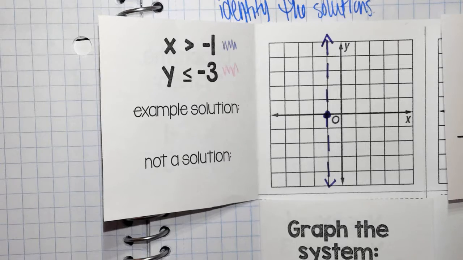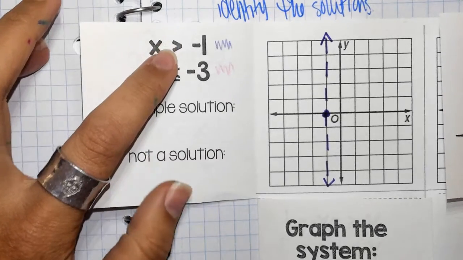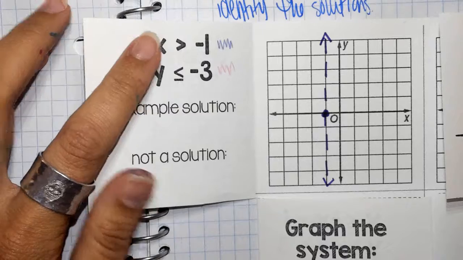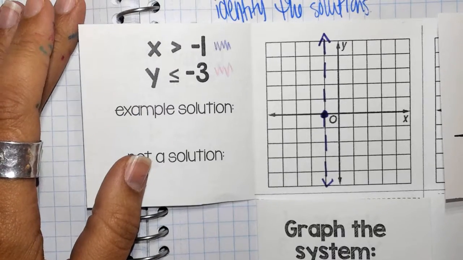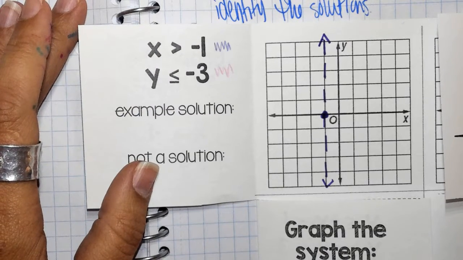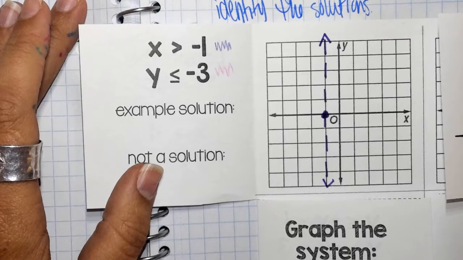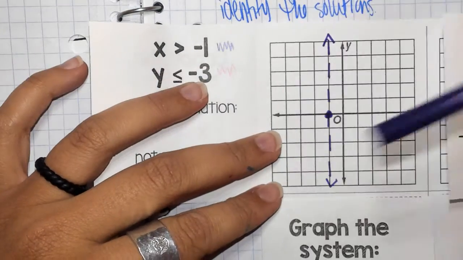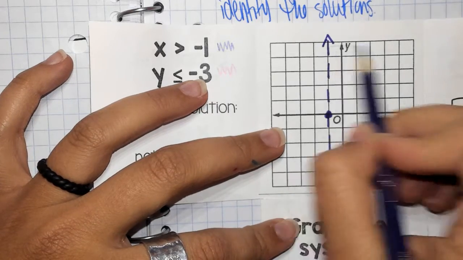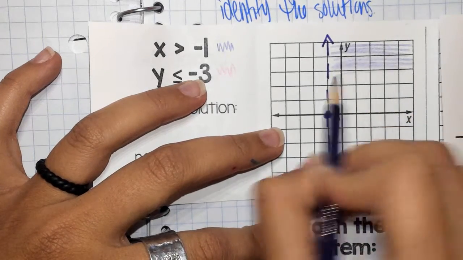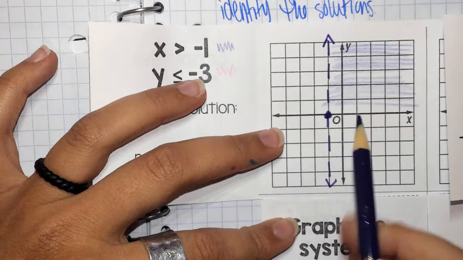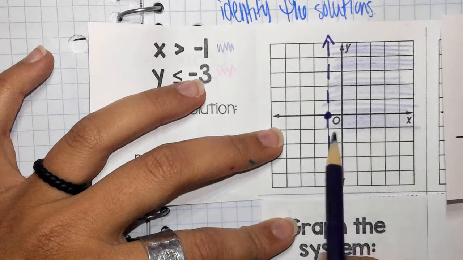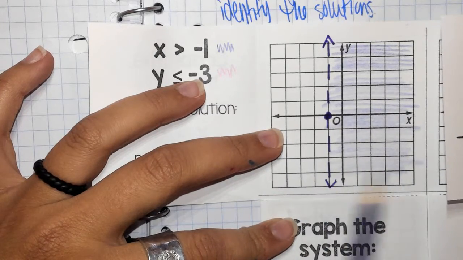Now, it says that it's greater than negative 1. So who can tell me what numbers are greater than negative 1? Will? 1 is greater, right? What's another one? 2 is greater. So is that to the right or to the left? To the right. So let's shade everywhere to the right. Do you guys remember us doing this last year? Yeah. Good.